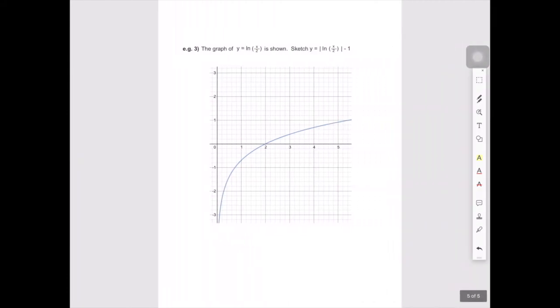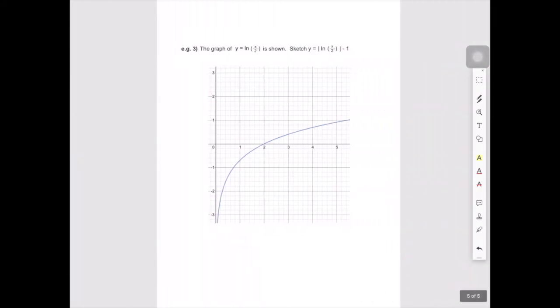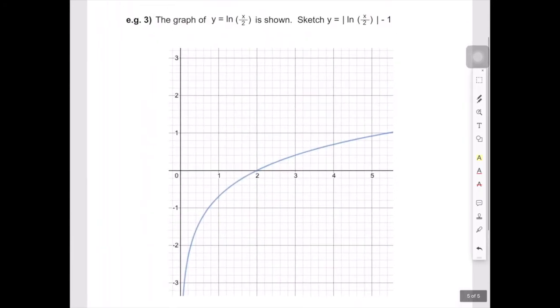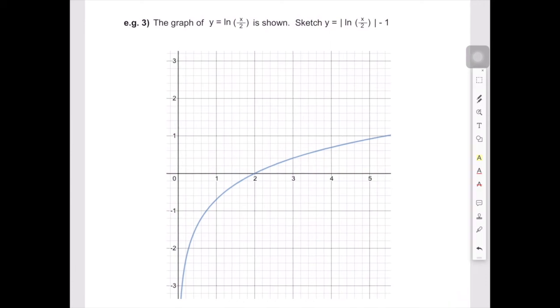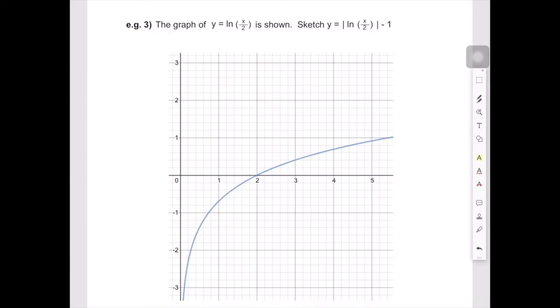Moving on to the last example in the lesson. Example 3. So here's a graph of y equals a ln of x over 2. So this is already somewhat transformed based on the natural log function. We're going to sketch the absolute value of ln of x over 2 minus 1. So once again, this is good review from first year. The first part here, we have the absolute value of the original function. What does this mean? This means that anything that is below the x-axis will turn positive, right? Because of the absolute value.